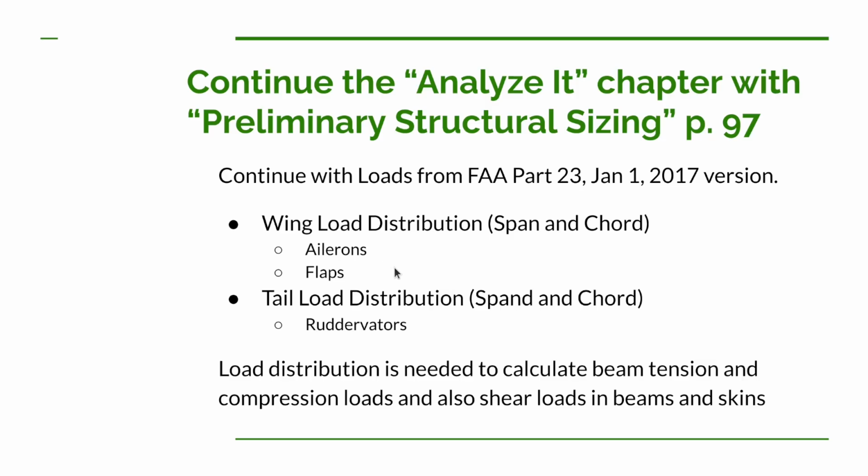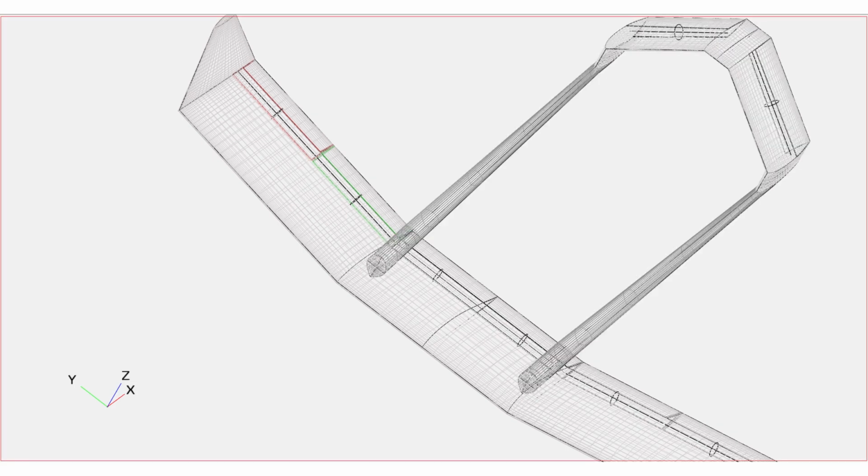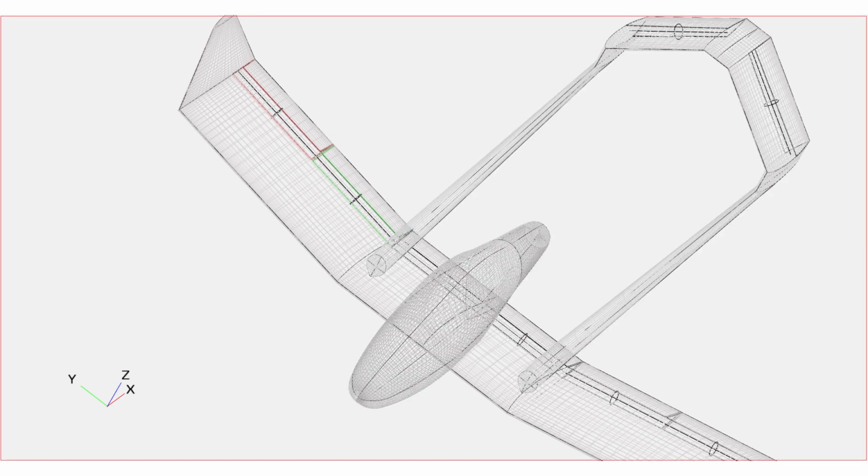Now we don't really need to do these aerodynamic load distributions on the rest of the airplane. Like the booms that hold the tail to the wing, we don't have to really worry much about load distribution on that. And the fuselage, we're not going to really worry about load distribution on that either.